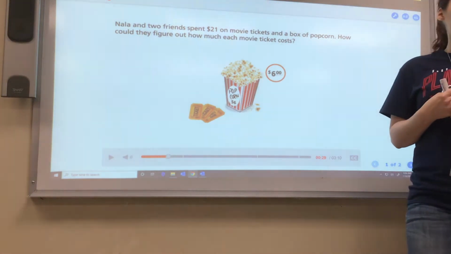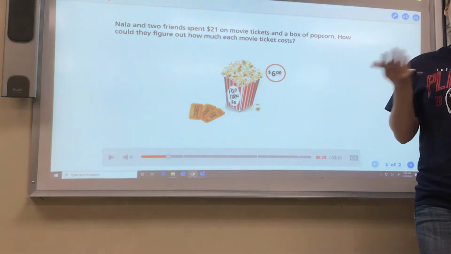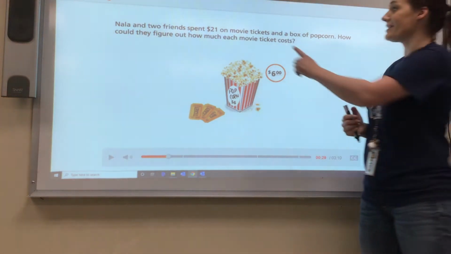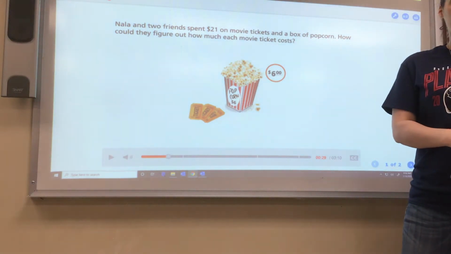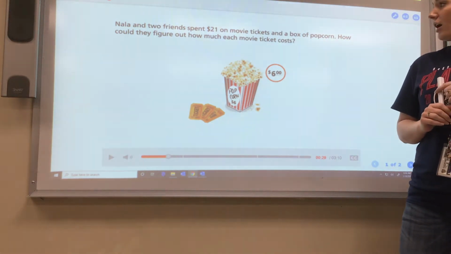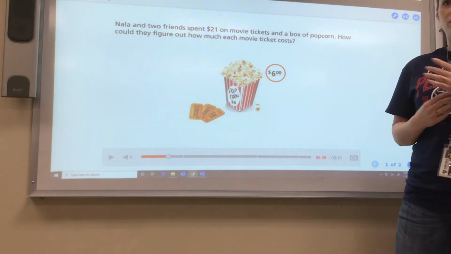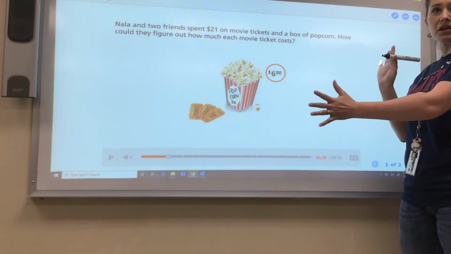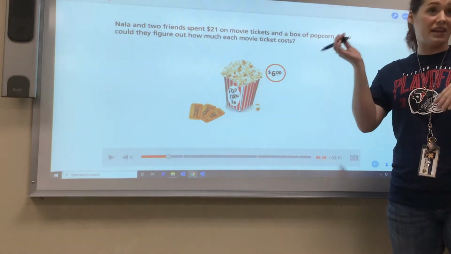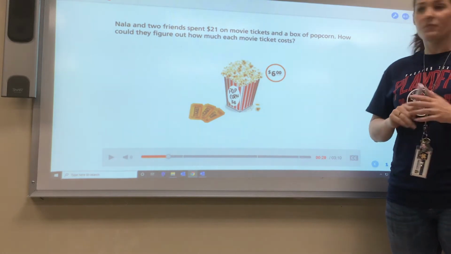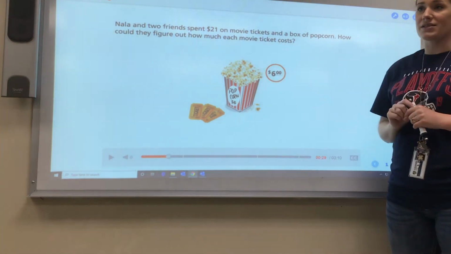Because if they just bought movie tickets, how much was each ticket? $7, because you just divide by 3. But the problem is they didn't just buy their 3 movie tickets, they also bought popcorn when they were there. So we have to factor that in somehow. What other information are you going to need? There's something else up here. Donnie? Popcorn is $6. So we're actually given the amount for the popcorn. Popcorn costs $6.